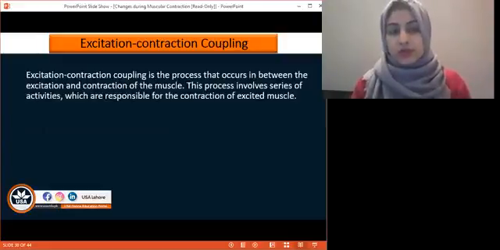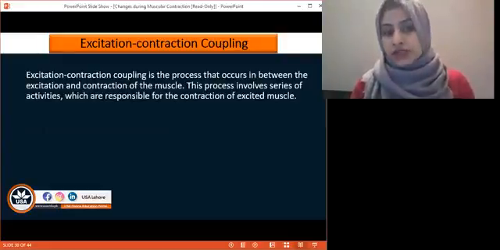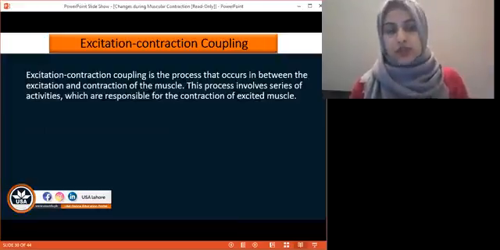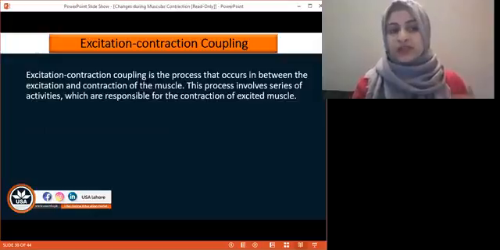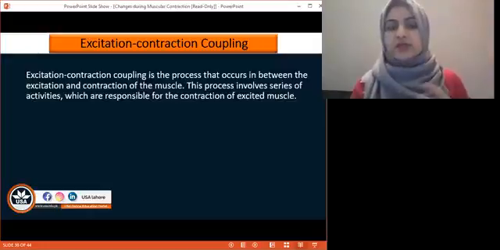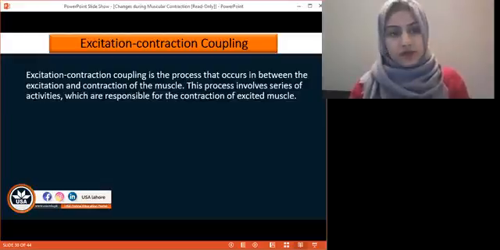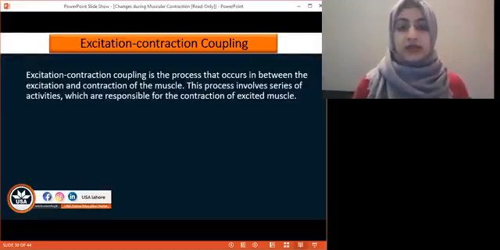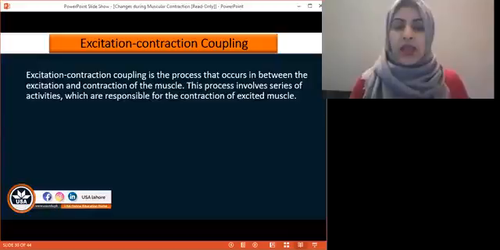It's very important to know that excitation contraction coupling is basically the process that occurs in between the excitation and contraction of a muscle. When the muscle is getting excited and when it contracts, everything that is happening in between is excitation contraction coupling. So the process involves a series of activities which are responsible for the contraction of the excited muscles. Obviously, when the muscle gets a signal and it gets excited, it has to contract in response. And in between, everything happens in series, and all the series are interconnected to each other.